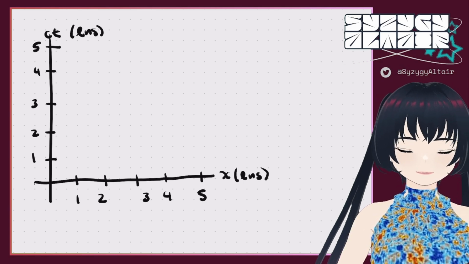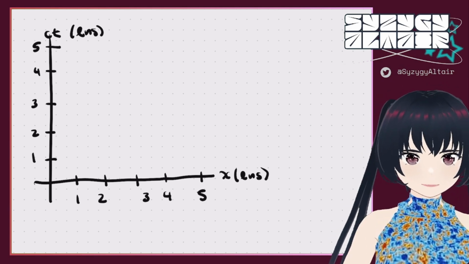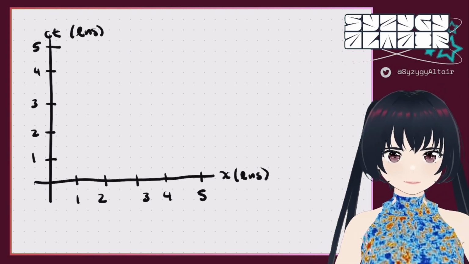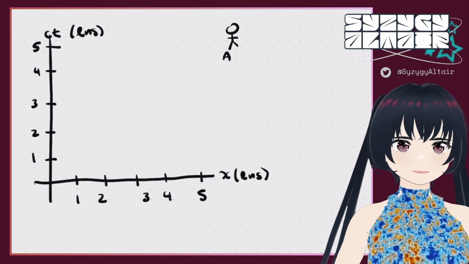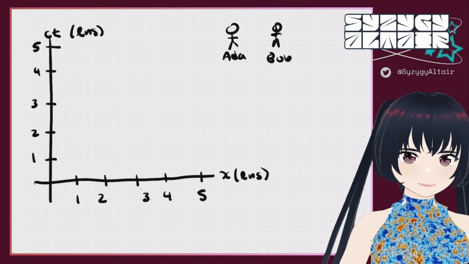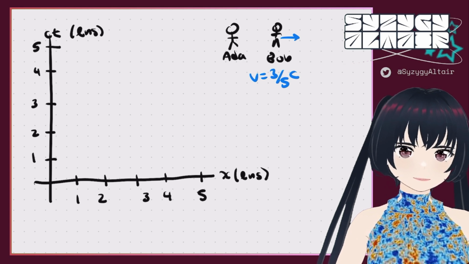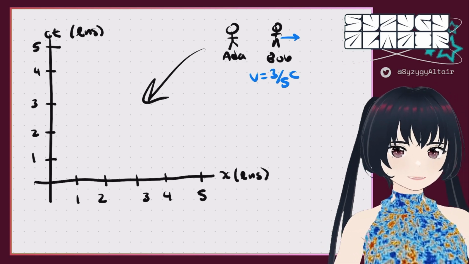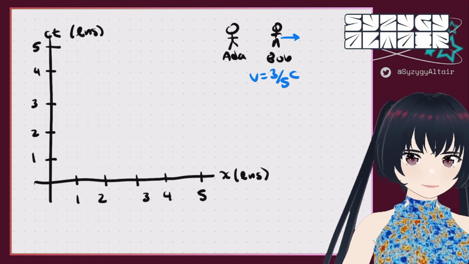Now we can use the space-time diagram to explore other interesting consequences of relativity. Here's an example scenario. Let's say that we have 2 observers, Ada, who is stationary, and Bob, who is moving at a constant relativistic velocity, 3/5 of the speed of light. With respect to Ada's frame, her space-time diagram is simply these axes that we have drawn. But what about Bob? We can actually draw his frame onto this diagram as well.